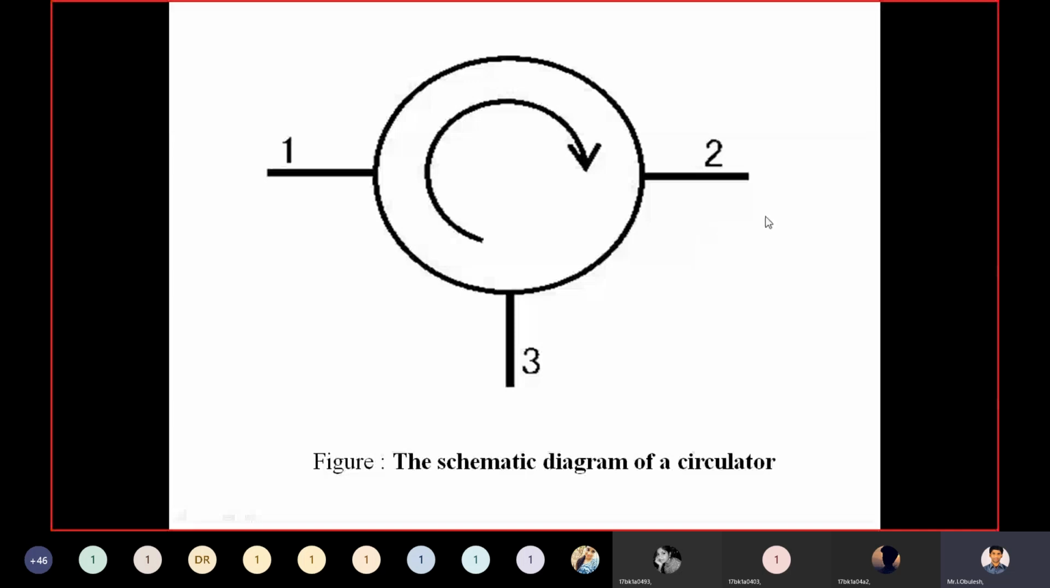If there is a mismatch at port B, the signal can be reflected from port B and will be directed towards port C. Assume that is the port C.